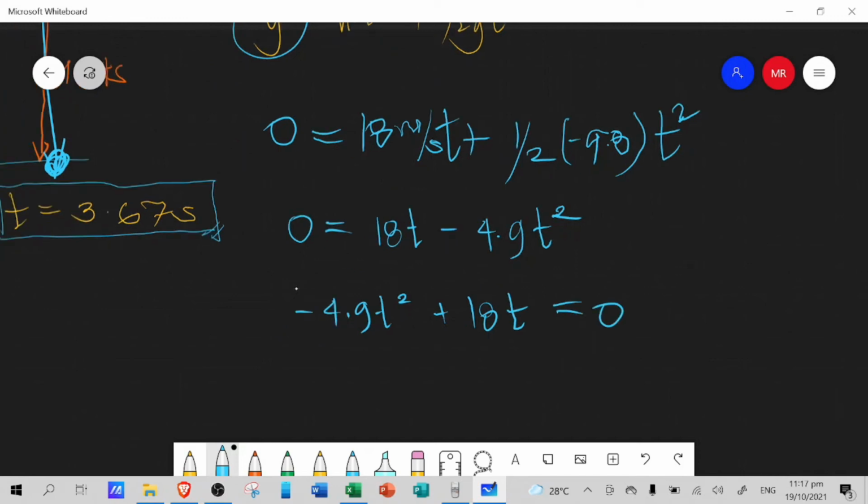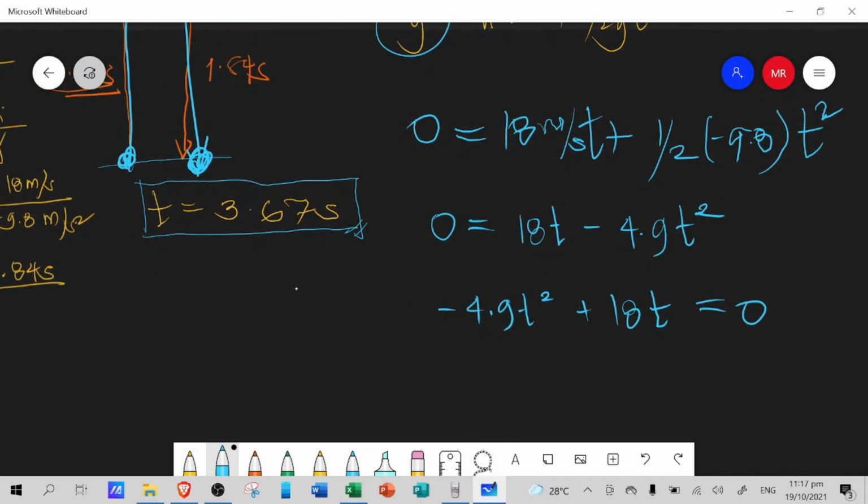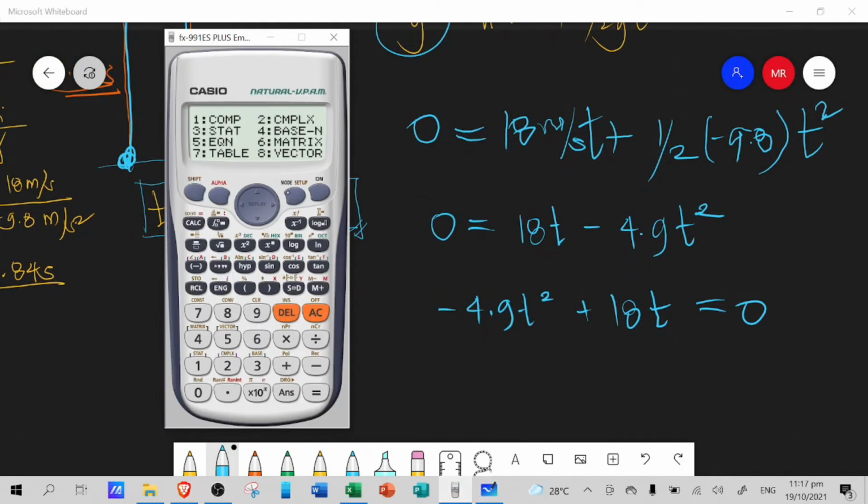Now we can solve for t using our calculator. Just setting our calculator in mode. Let's have equation, so mode 5. What type of equation? This will be a quadratic equation, ax squared plus bx plus c equals 0. So this is mode 5, 3. Let's input our numerical coefficients. Negative 4.9, then 18. We have no constant, 0.